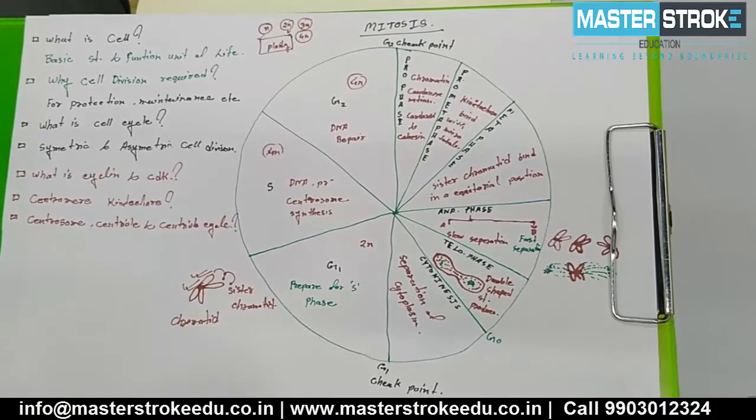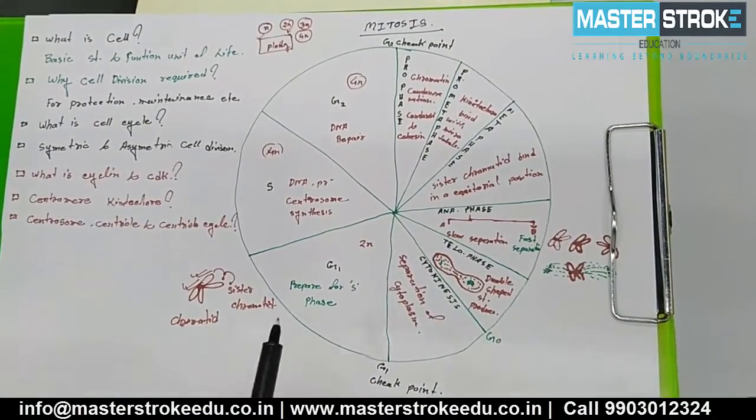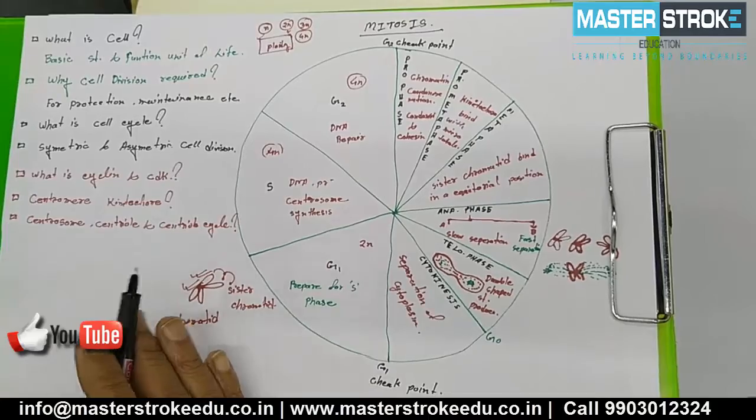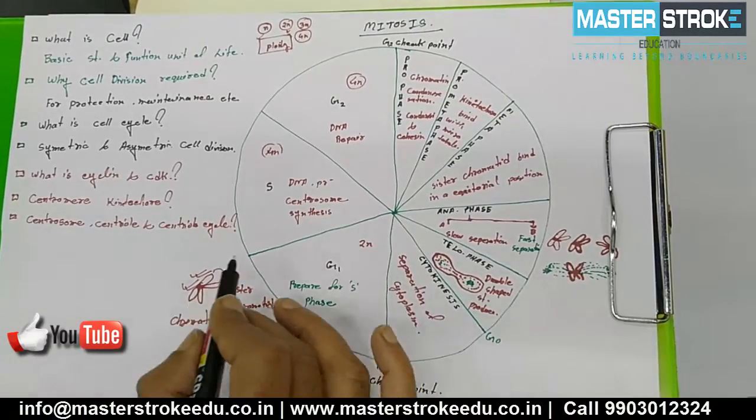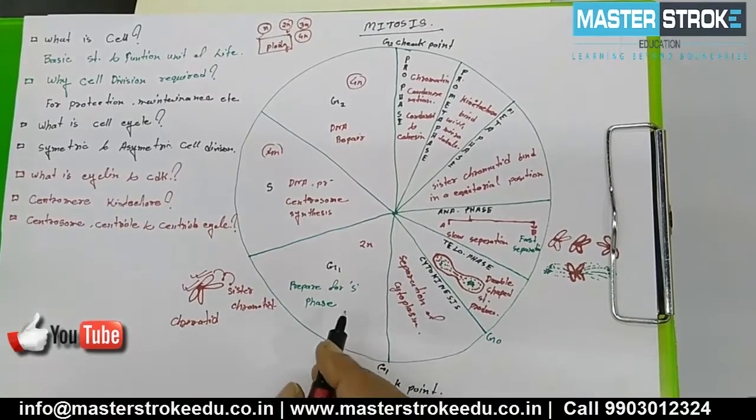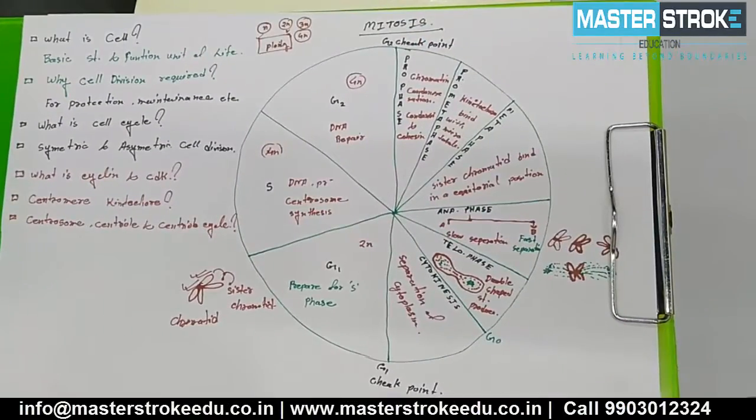So the first thing, the cell cycle is divided into two major phases, the I phase and the M phase. The I phase consists of G1, S, and G2. What happens in the G1 phase? The G1 phase is responsible for preparing for the S phase.